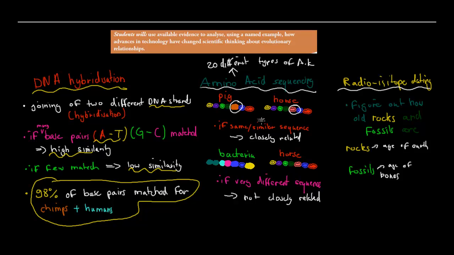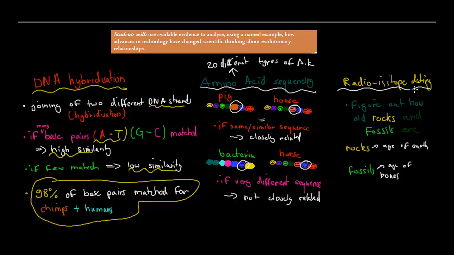So they're quite similar. Whereas if you look at the bacteria and the horse, you would find that you have all these different ones, and the only one which is the same one is this. So their sequence of amino acids is quite far apart, so they're not closely related compared to the other ones.